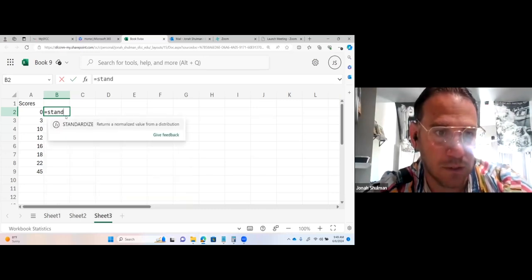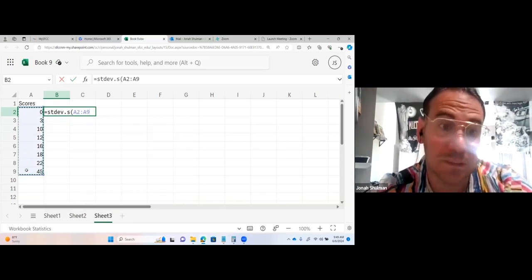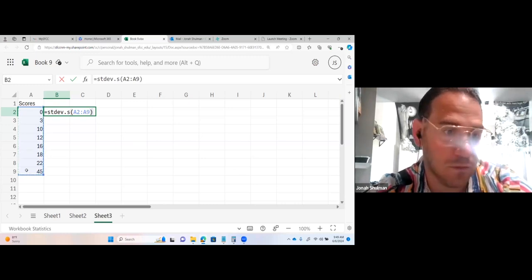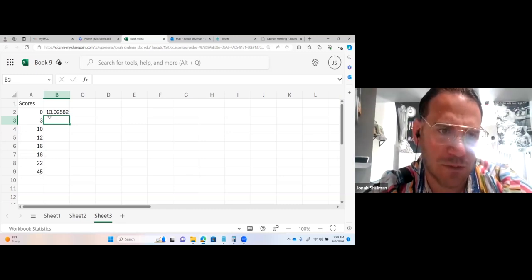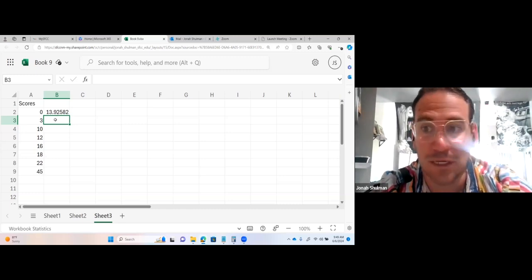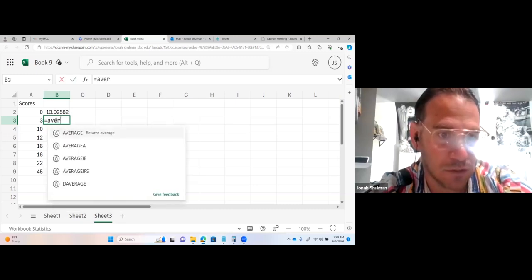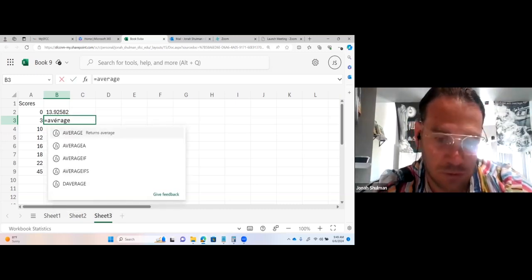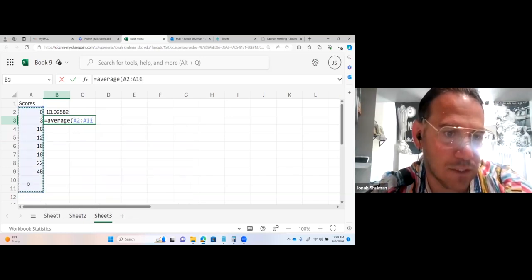So STDEV.S, because I'm sure I don't have every basketball score for the season. It's just for 9 games. 13.925. Is it over 2 away? It's got to be over 2 standard deviations from the mean. So we also need the mean. So equal average. So what is the average of this, to get the mean?